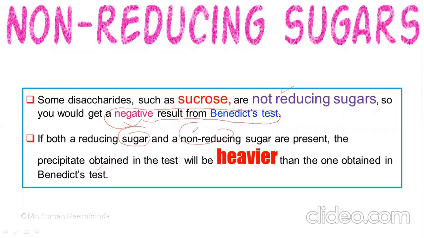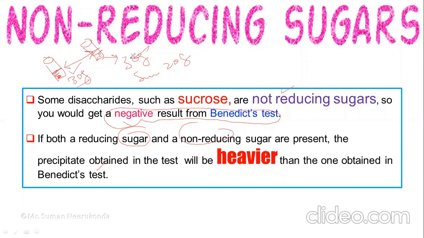Obtained in the Benedict test means, for example, let's suppose I have one tube with glucose, 10 grams, and in another tube I have 30 grams of glucose plus sucrose, 20 grams. So both colors will be the same, right? Why? Because the glucose is the same in both.